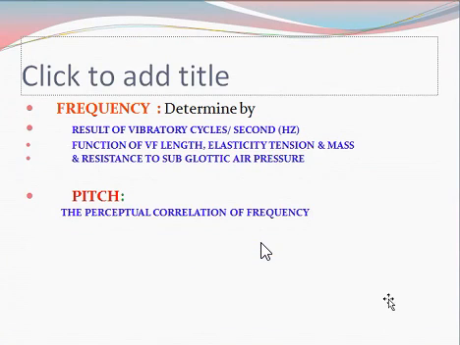Frequency is determined by the result of vibratory cycles. It is a function of vocal fold length, elasticity, strength, mass, and resistance to subglottic air pressure. The pitch is proportional to, or correlated with, the frequency of vibration of the vocal cord.